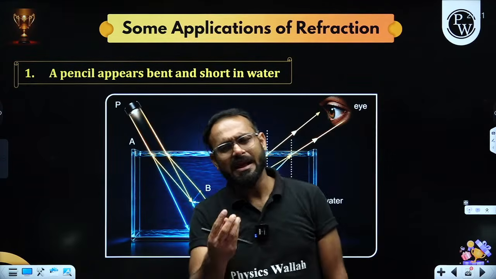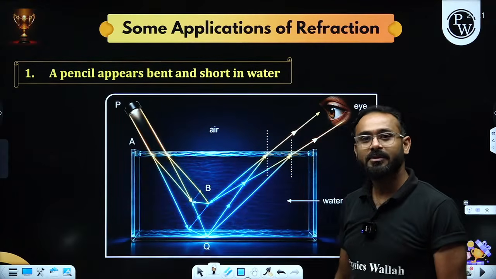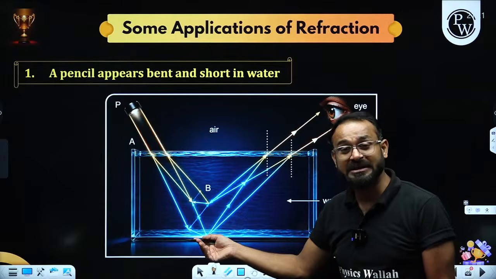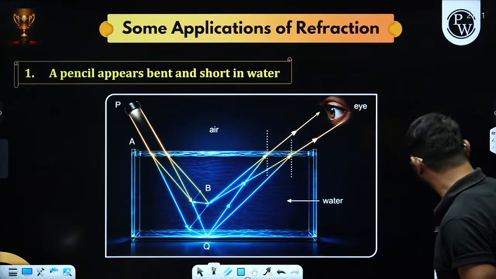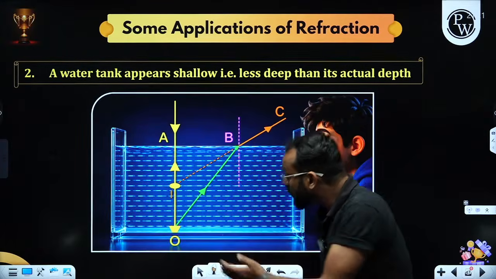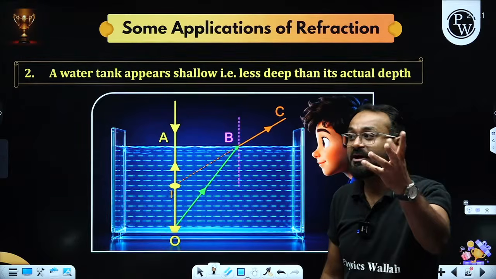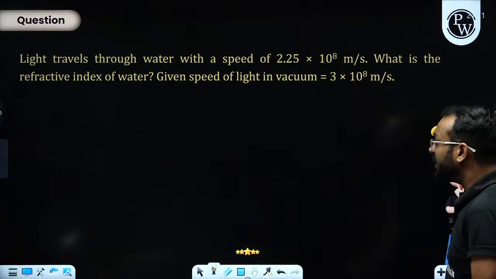What are the practical applications? We can see the bending of a pencil, one example, because of the refraction of light. Another application: the bottom of a swimming pool or a coin placed in a water tank appears to be higher because of refraction.